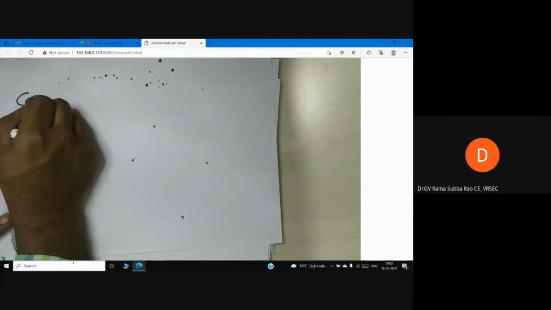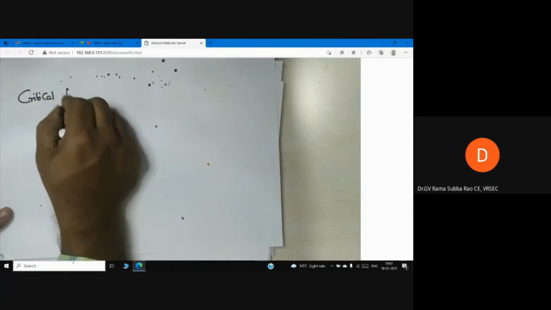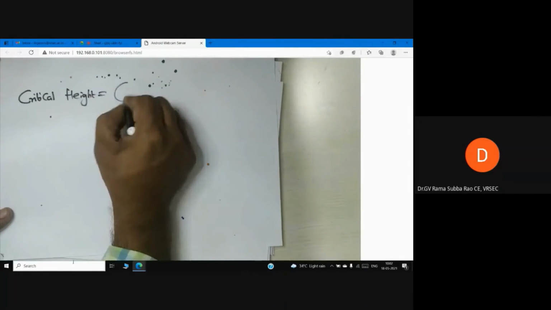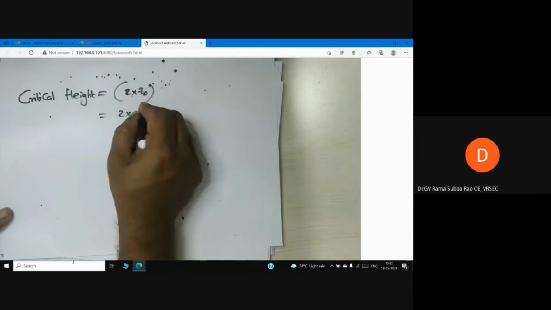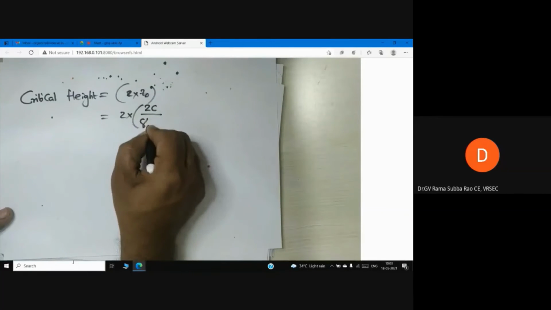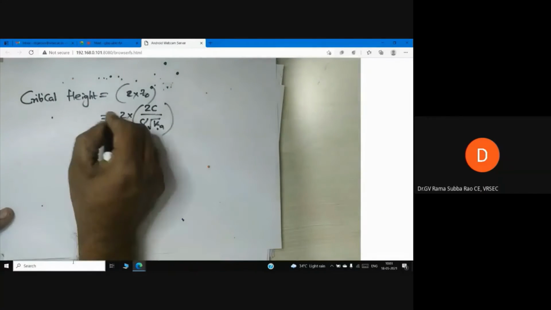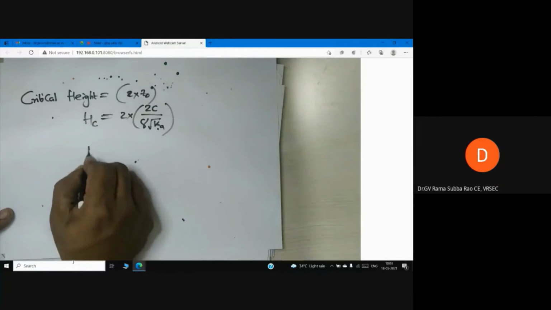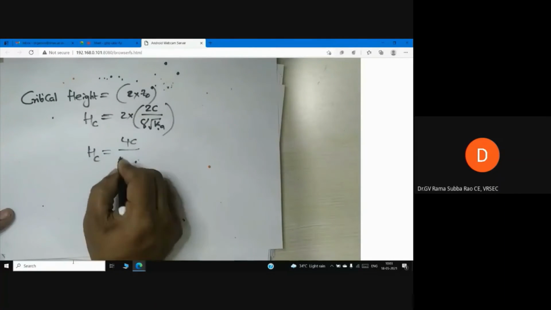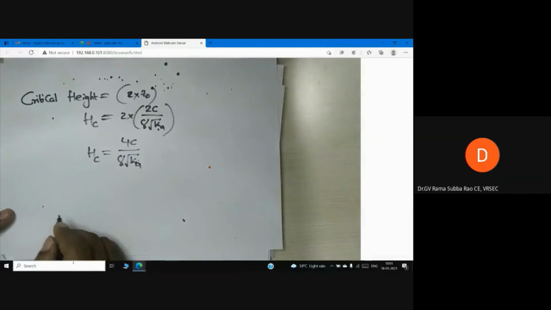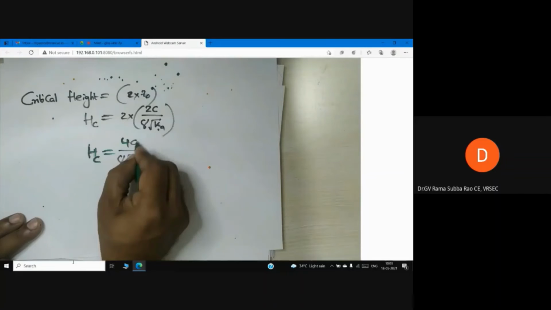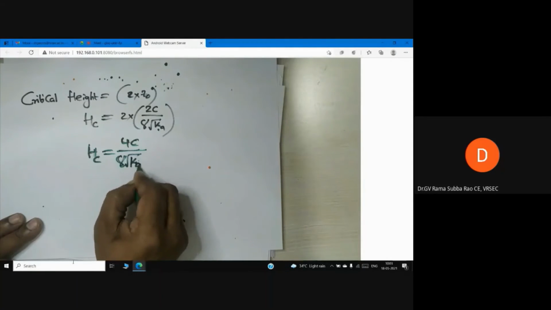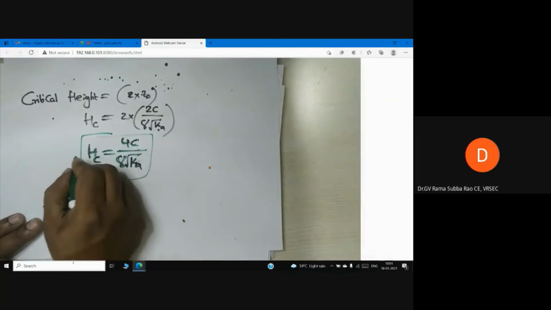Now, critical height. What is critical height now? 2 times Z naught. So let me tell you, 2 times Z naught means 2 into, what is Z naught? 2C by gamma root K. So what is critical height now? Critical height is equal to 4C by gamma root K. So I will write now, HC is equal to 4C by gamma root K. So this is the formula for calculating critical height.